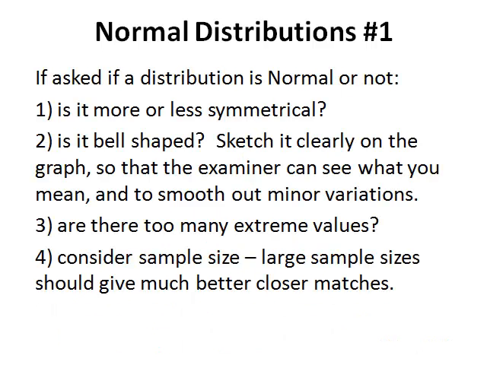If you're asked in a question whether a distribution is normal or not, these are the things you should write down and talk about. Is it symmetrical, more or less? Is it bell-shaped? How many extreme values are there? Because lots of extreme values are not consistent with a normal distribution. And consider the sample size. A small sample size is very hard to tell whether it's normal because the sample variation tends to take control. And that's basically what you need to know when discussing whether a distribution is normal or not.